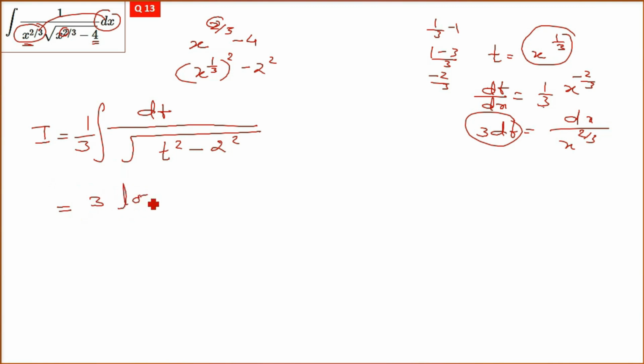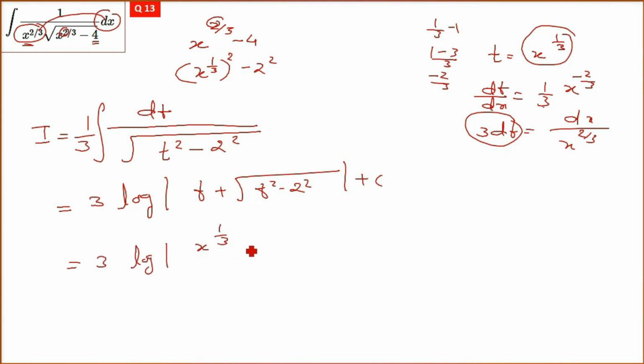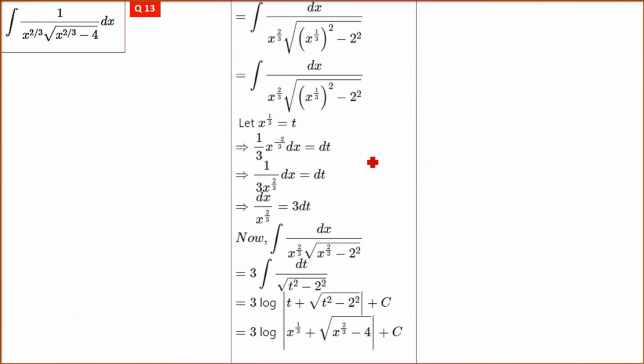So this will be 1 by 3. It's not 3, I'll just change it. If I'm not changing it, it will be 1 by 3 only. Log t plus under root t square minus 2 square plus constant of integration. We will replace now this t by x to the power 1 by 3. So 3 log, t is x to the power 1 by 3 plus under root t square, that is x to the power 1 by 3 whole square, 2 square will be 4. So x to the power, originally what was there will come eventually. x raised to 2 by 3 minus 4 plus constant of integration. That's your final answer.